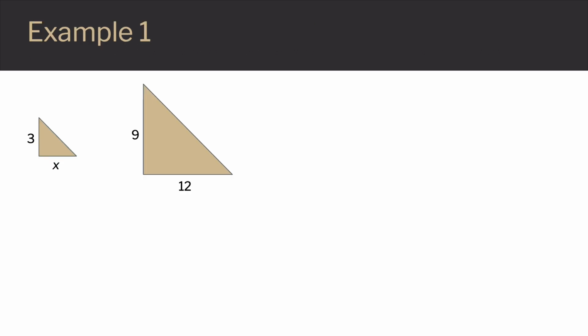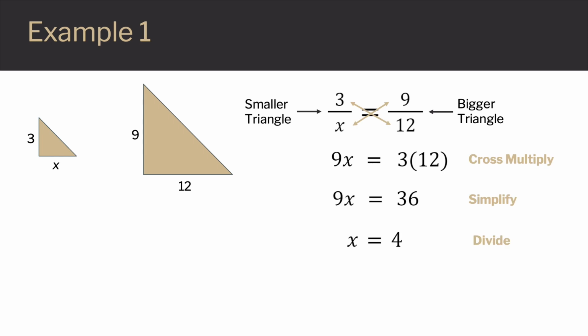Now let's look at an example. We have two similar triangles. The larger one has side lengths of 9 and 12, while the smaller one has one side length of 3 and one of the sides is unknown. We start by setting up a proportion. Since these figures are similar, we know that the ratio of the sides in the smaller triangle will equal the ratio of the sides of the larger one. We take the two sides from the small triangle, 3 over x, and we set them equal to the corresponding sides of the bigger triangle, 9 over 12.